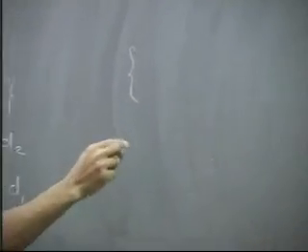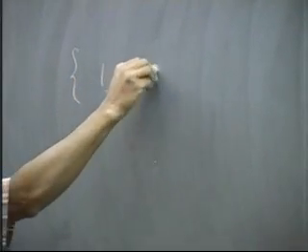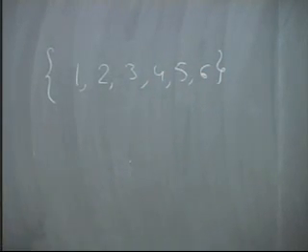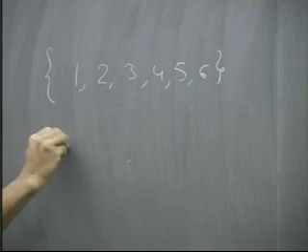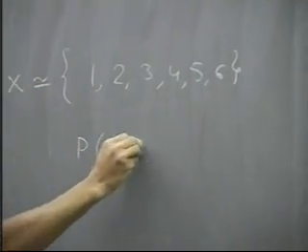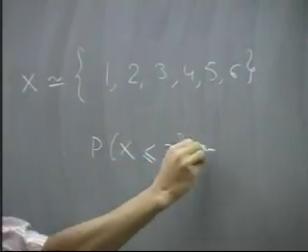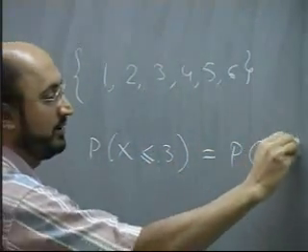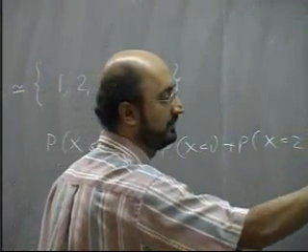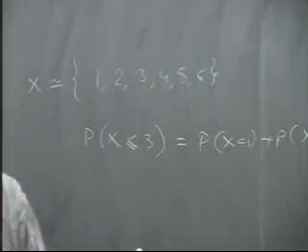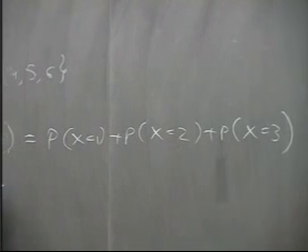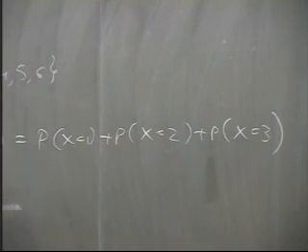Let's take an example again. Over here, let's say the values are integers 1, 2, 3, 4, 5, 6. This is clearly a total ordering. I can now compute, with x defined by this, what is the probability that x is less than or equal to 3? This is nothing more than P(x=1) plus P(x=2) plus P(x=3). Why can I add them? Because they are mutually exclusive, so obviously I can add them.